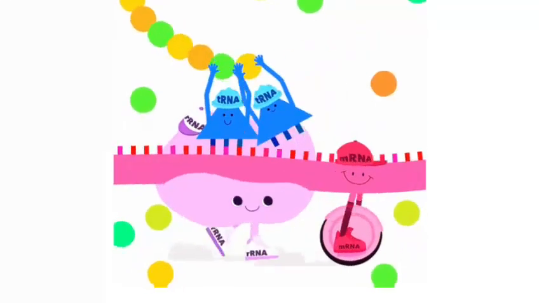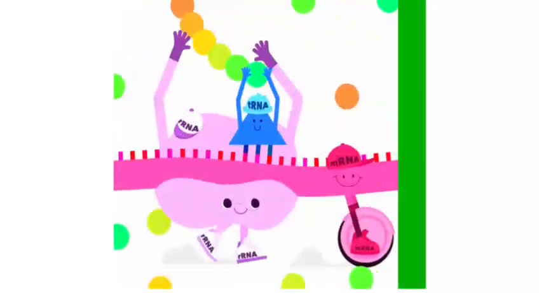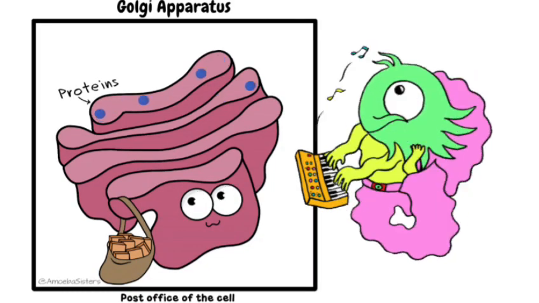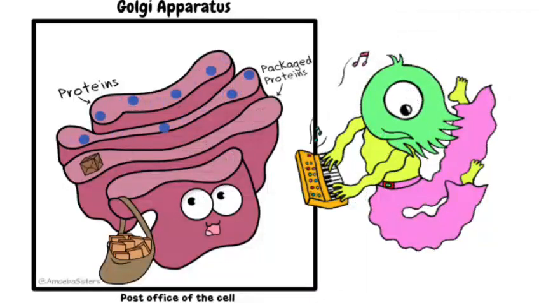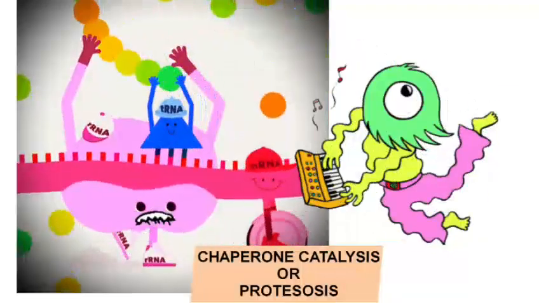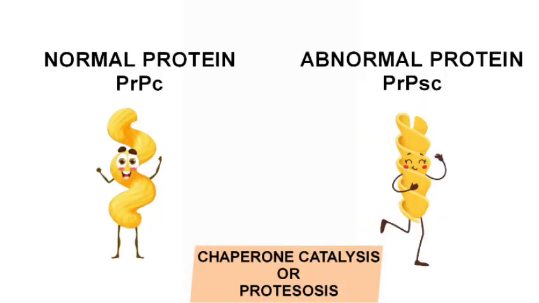In the human body, proteins are synthesized in ribosomes with the help of DNA and mRNA by the process of translation. Then they go to the Golgi apparatus for transport, packaging and modification. And this process decides what will happen to proteins. So if it resists chaperone catalysis or proteolysis, this normal protein, also known as the alpha helical or PrPC protein, changes to an abnormal protein, that is PrPSc protein, which is also beta pleated.